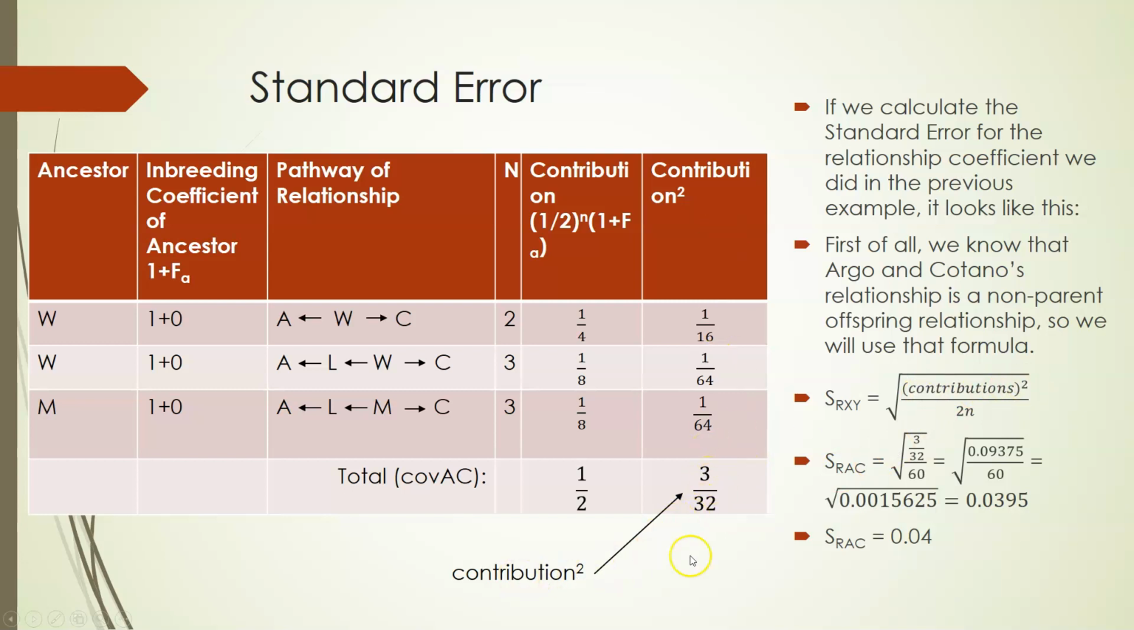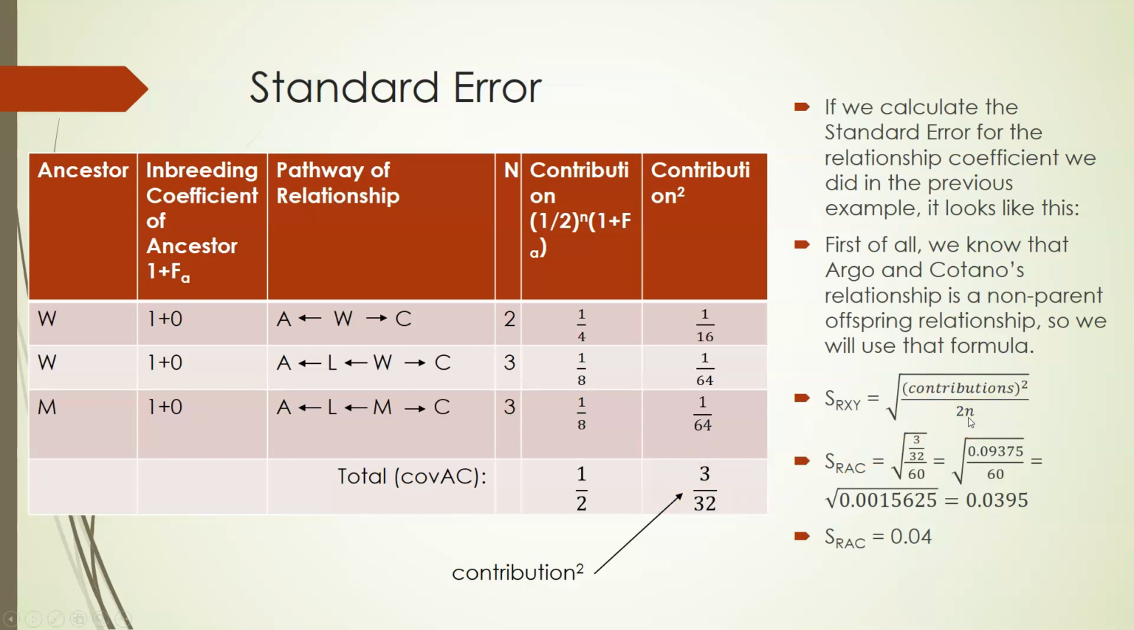So we literally just take whatever total we have here and we plug it in where it says contribution squared. We have to do that because if you were just to square the total contribution, it doesn't work the same. You actually have to do the square for each row and then add them up to get the total contribution squared. And then we plug that in.